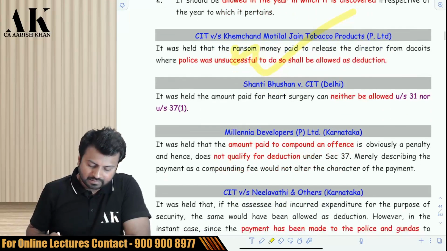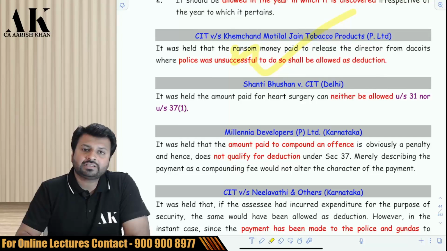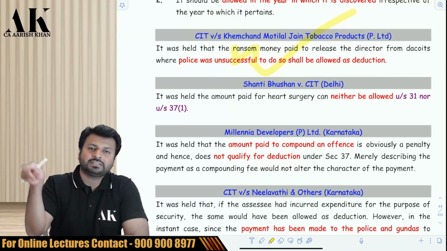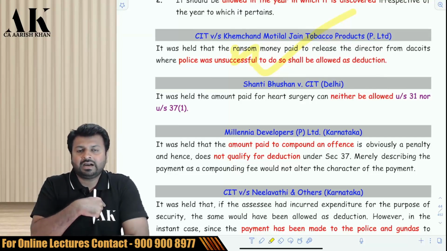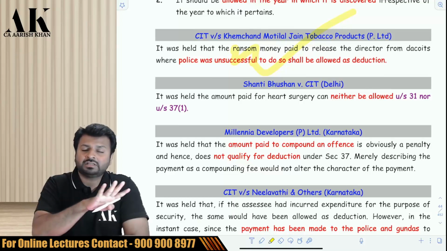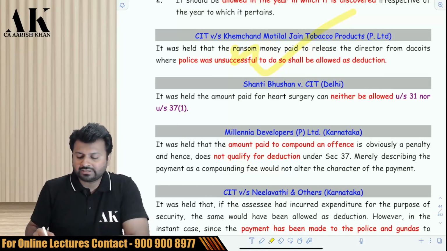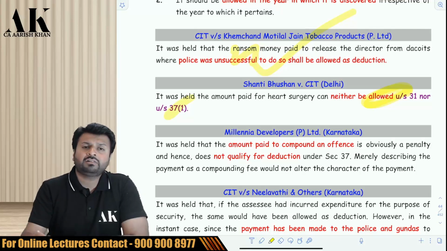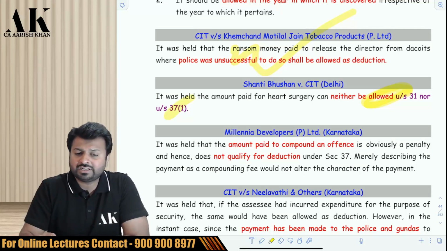Check. Next, Shanti Bhushan. Again, this is a very funny case law. The assessee, being a lawyer, had heart surgery, a heart transplant. Will that be allowed as deduction? The Delhi High Court has held that this cannot be allowed as deduction under section 31, nor can it be allowed as deduction under 37(1). It cannot be allowed as deduction under either of the sections.